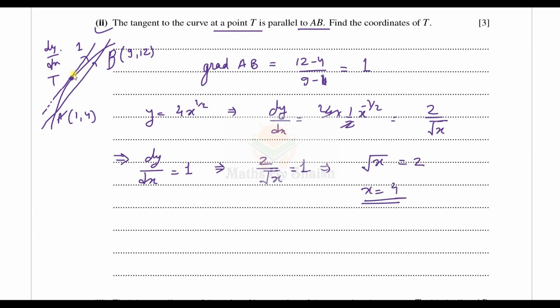Now we got the x value as 4 at this point. So if the x value is 4, we'll get the y value as well. The y value is going to be 4 into 4 to the power 1 by 2, that is 4 into 2, it is 8. So the coordinates of T are 4 comma 8. I hope it is okay. Let's do the next part of this question.